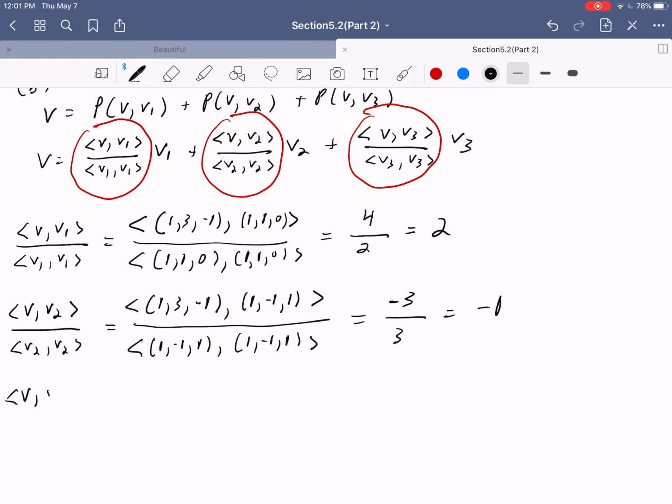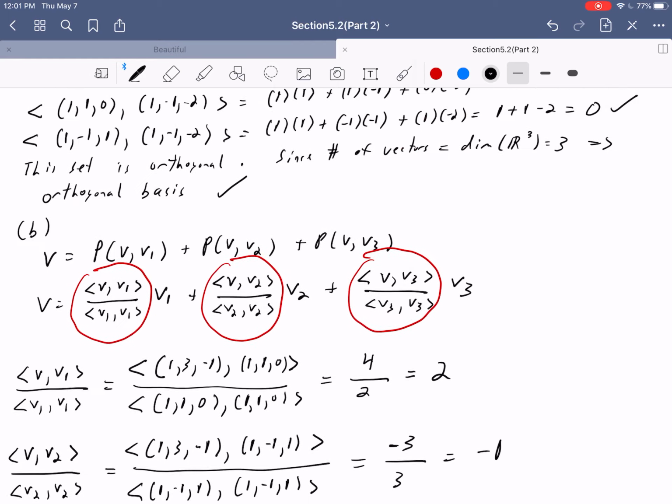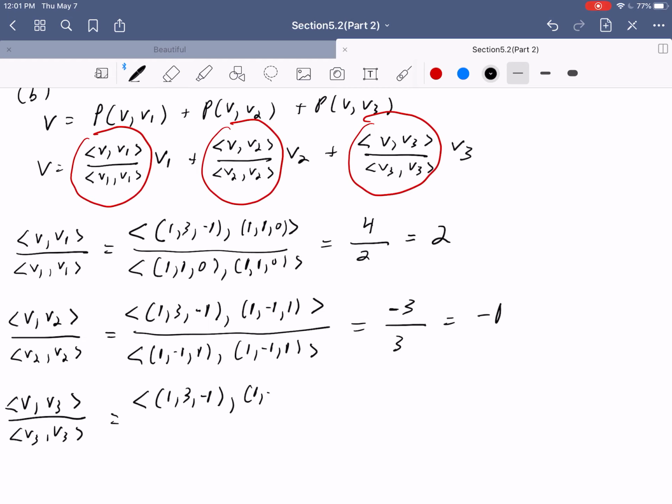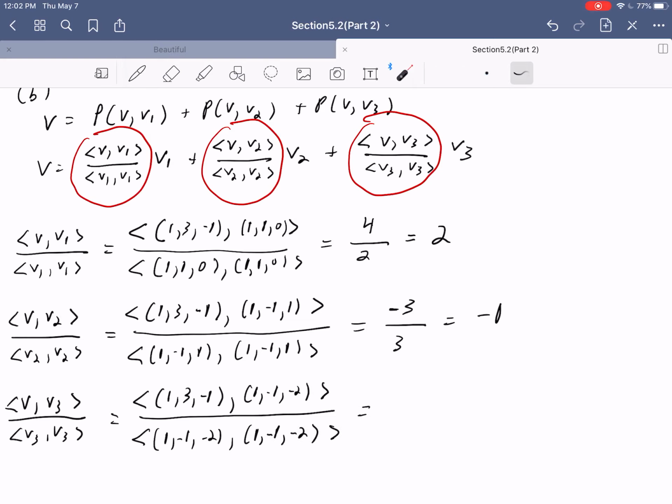Last one we've got to do is V and V3 over V3 with V3. That would be the inner product of (1, 3, -1) along with the third guy, which was (1, -1, -2), divided by the inner product of (1, -1, -2) with itself. Up top, it looks like we're going to get 1 and then -3 and then 2, which sounds like 0. And in the bottom, it really won't matter, but we could do it real quick. It's 1, 1, and 4, so 6. The top equals 0, so the component is 0.